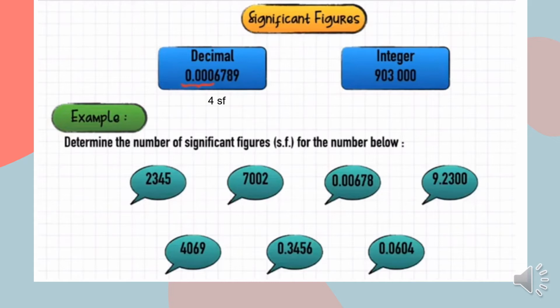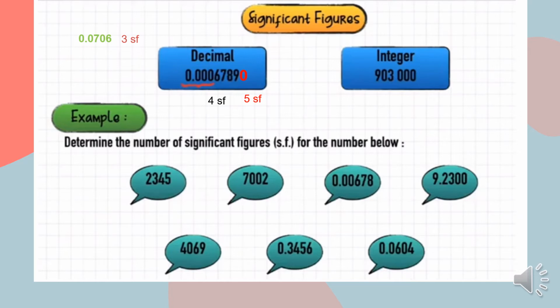And then what if I put 0 at the back, like 0.00678990? So the number of significant figures would be 6, because in decimal, 0 at the back is significant, it means something. Another example, if we have 0.0706, the answer would be 3 significant figures, because the 0.0 we can just ignore.